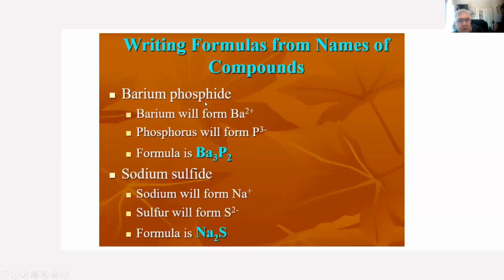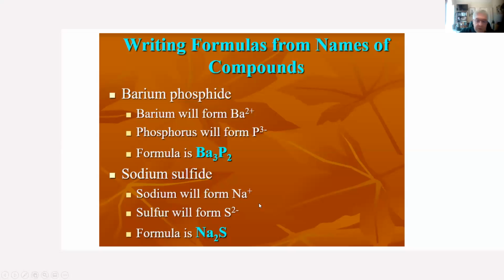Here you have barium phosphide. Barium is in group 2, so it's positive 2, while phosphorus is in group 5, so it will be negative 3. What you do in this case, you interchange: you put the 3 as subscript in barium and the 2 of barium as subscript of phosphorus.